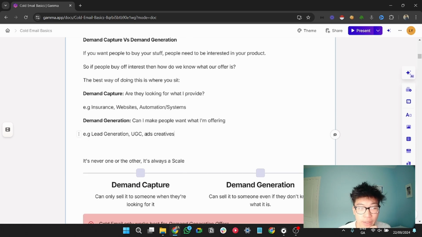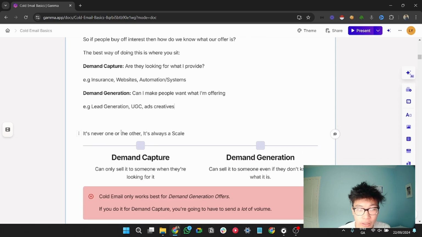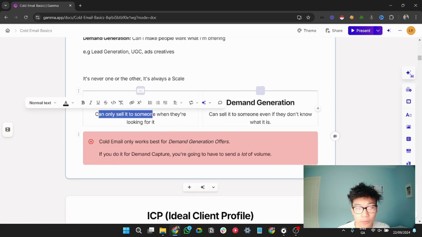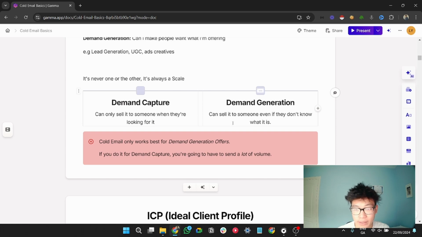So UGC, ad creative, lead generation. It's never one or the other. It's always a scale. Demand capture can only sell when they're looking for it, which is again websites, etc. Demand generation can sell it to someone even if they don't know what it is, right?